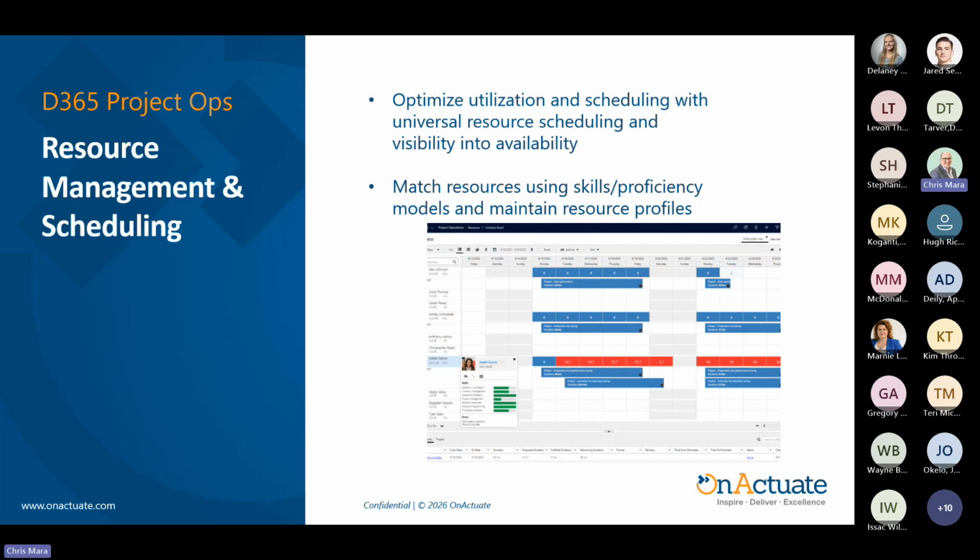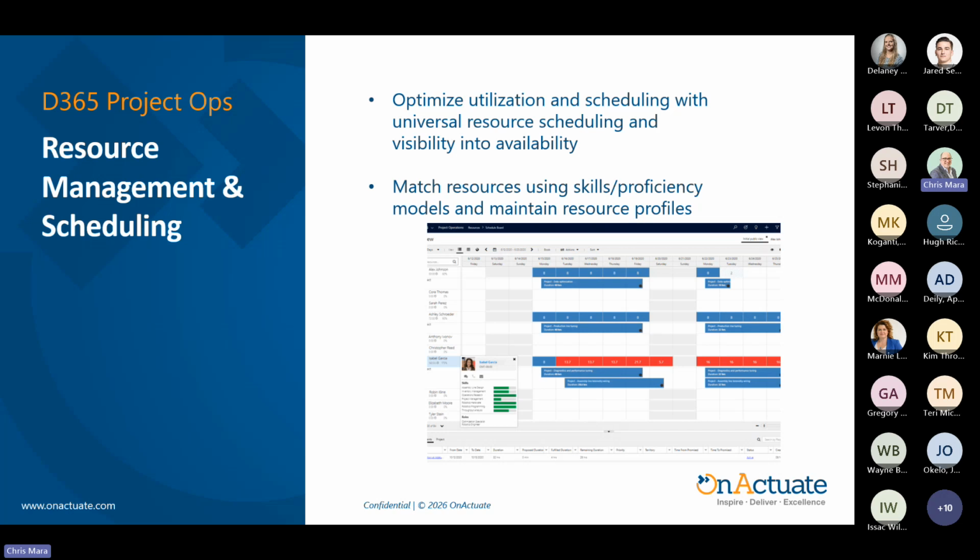So another opportunity it provides is resource management and scheduling. And this is one of the biggest reasons projects slip: resource realism. Dynamics 365 Project Operations is built to optimize utilization and scheduling using the universal resource scheduling, which is across the customer experience applications. So it provides clear visibility into who's available and when. This means the schedule isn't just a plan, it's aligned to actual capacity.